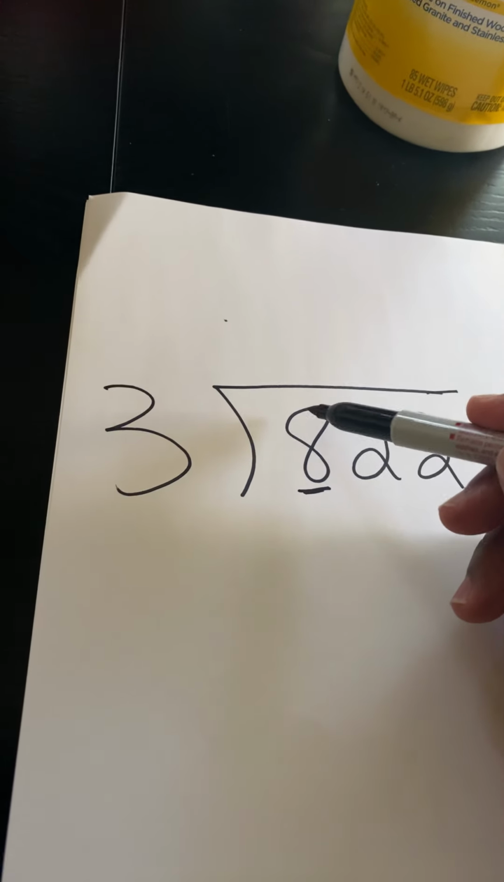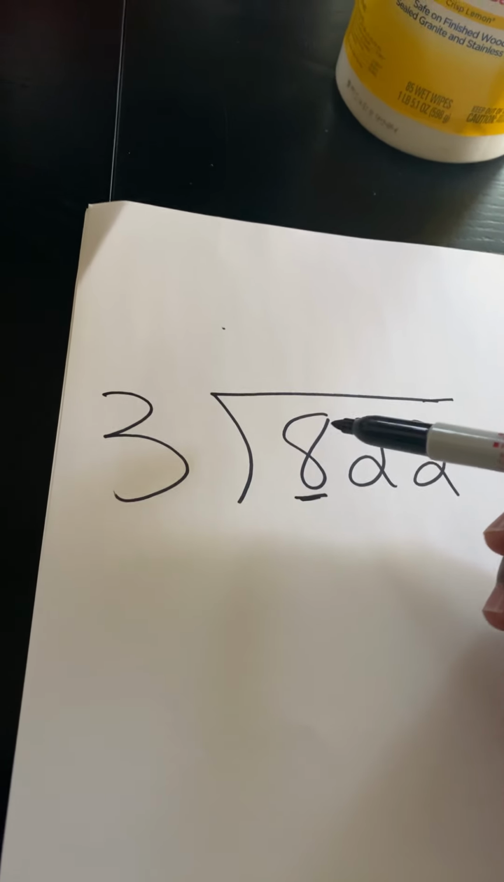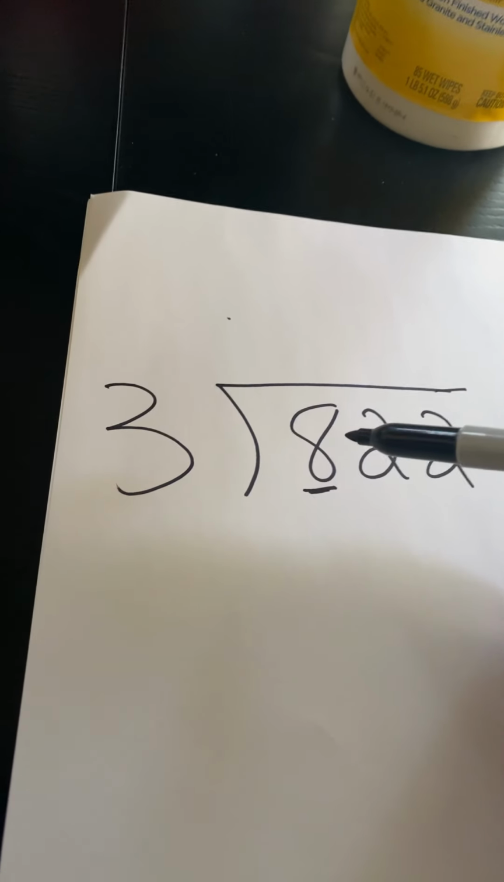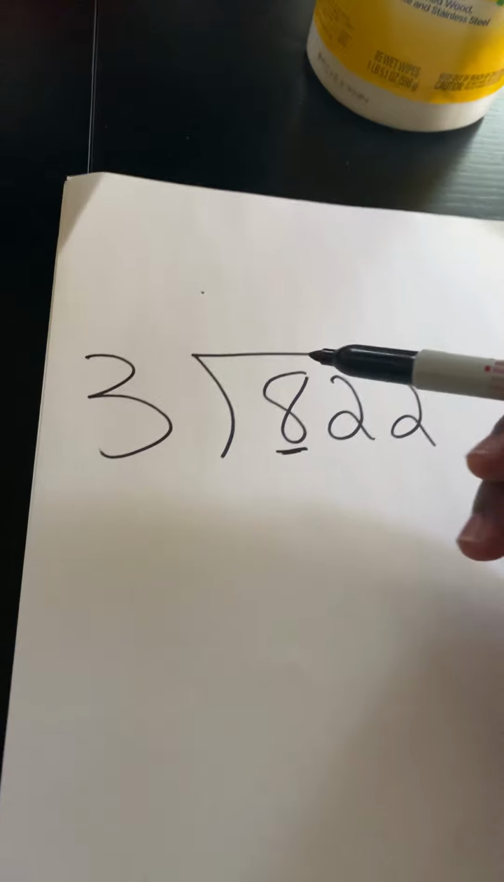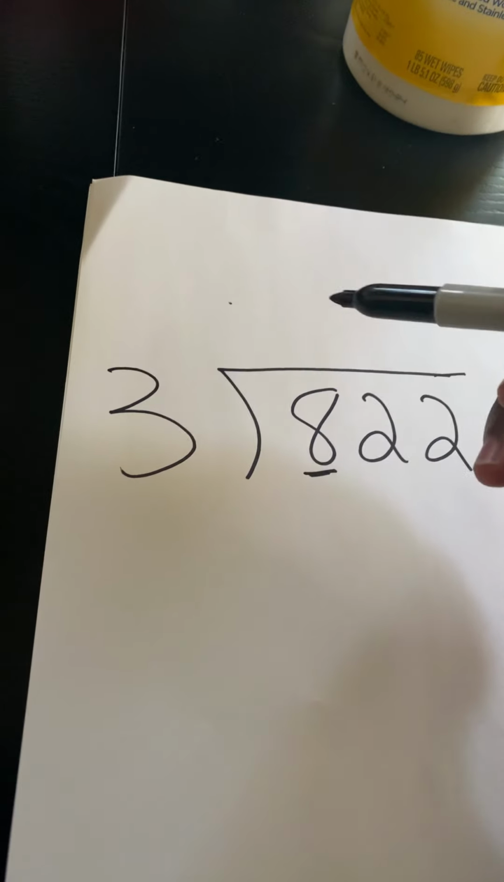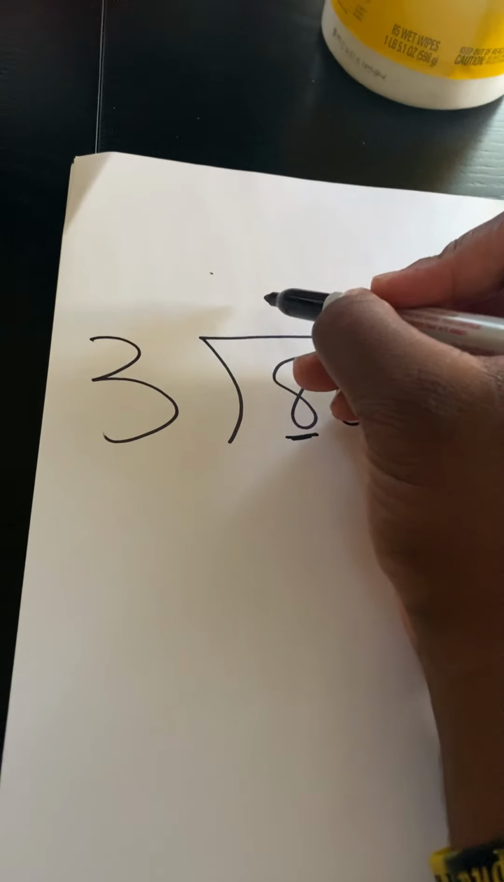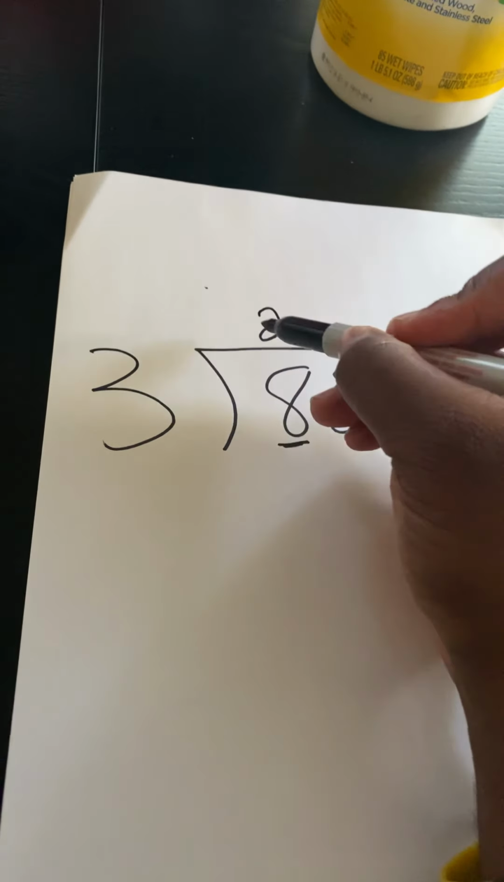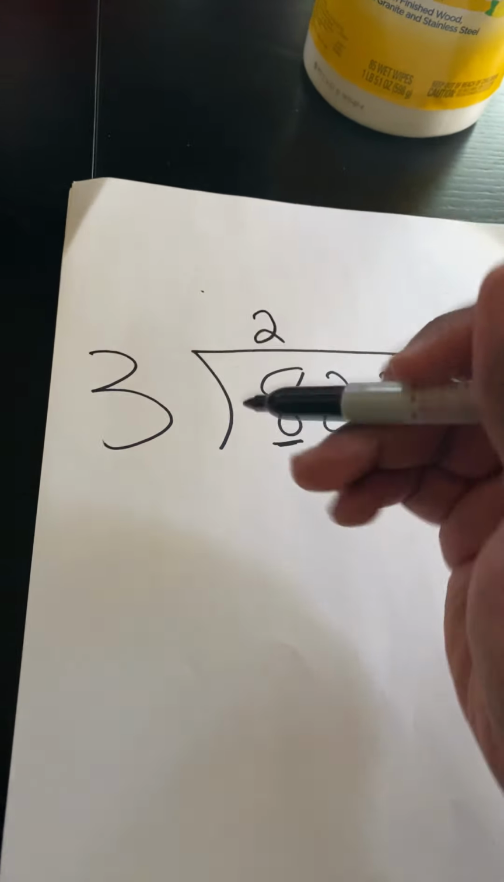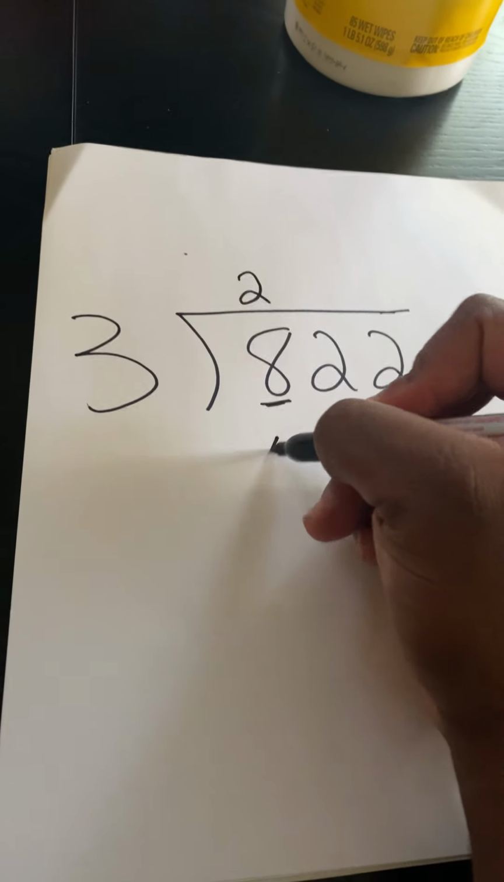Now 9 is greater than the number 8. I had a tongue twister. 9 is greater than the number 8, so we will choose 6. How do we get 6? 3 times 2. So we're going to put a 2 right here. Again, 3 times 2 is what? 6. So we're going to bring this 6 down here.